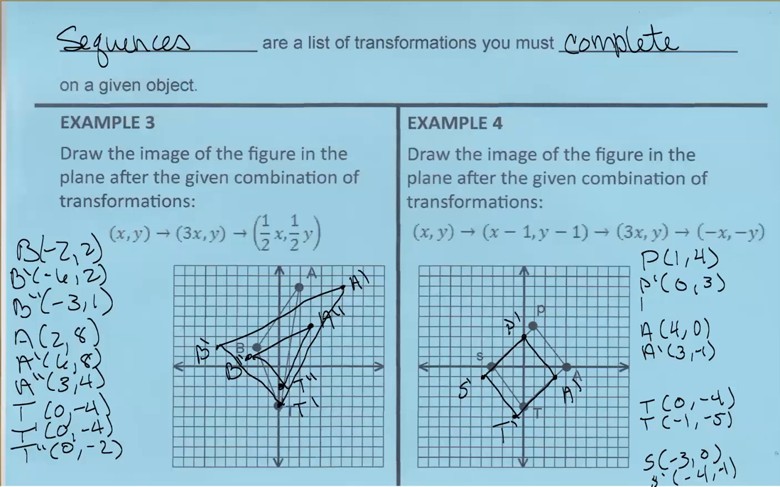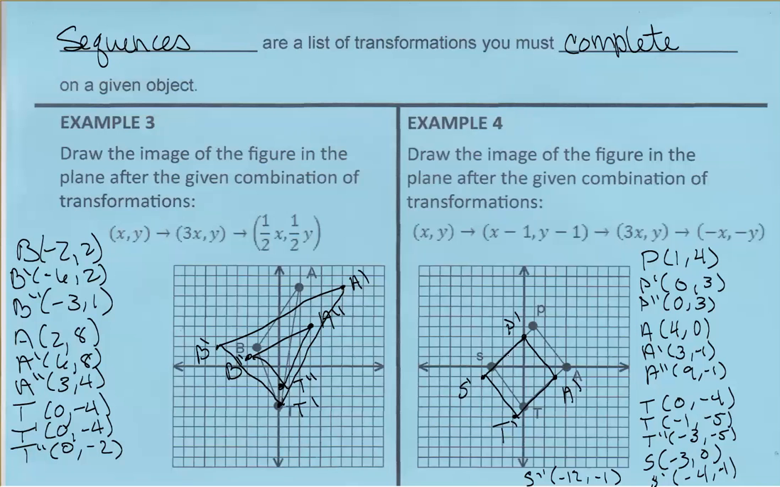Now my double primes, I just multiply my x's by 3 and leave my y the same. 0 times 3 is 0, y stays the same. 3 times 3 is 9, y stays the same. Negative 1 times 3 is negative 3, y stays the same. Negative 4 times 3 is negative 12, and my y stays the same.